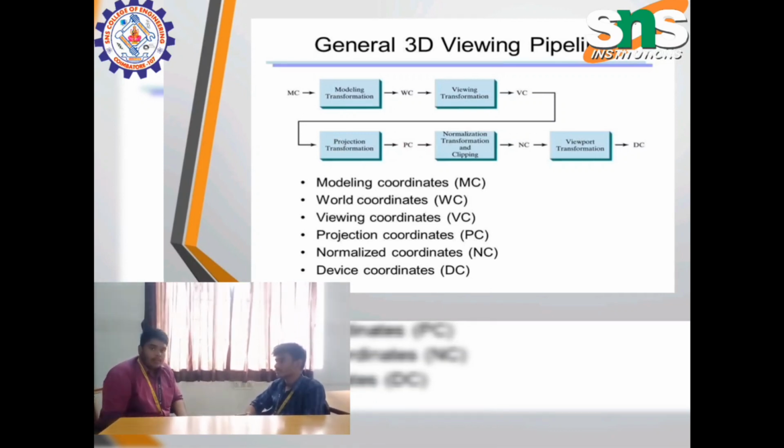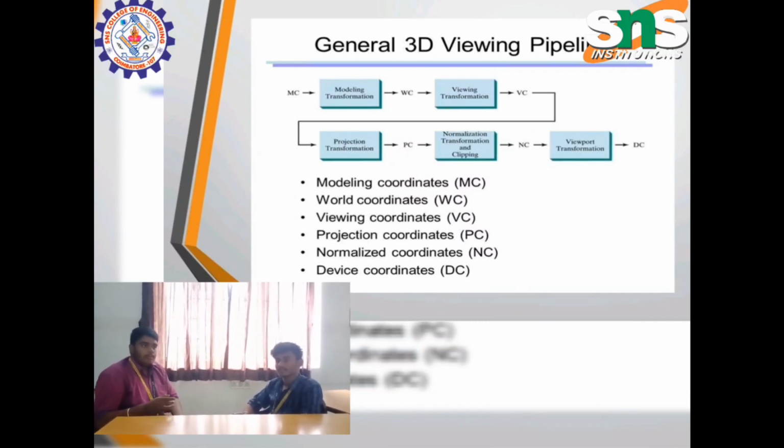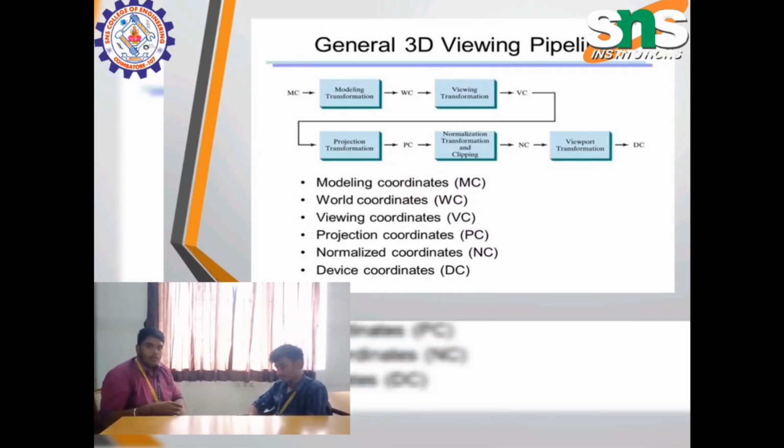Then normalization and clipping transformation means we are converting 3D objects into normalized coordinates, like a 2D object, and clipping means the process of removing unwanted objects that are outside the viewing plane. Then viewport coordinates: the viewport transformation is scaling and translating the normalized coordinates to fit the screen or viewport.